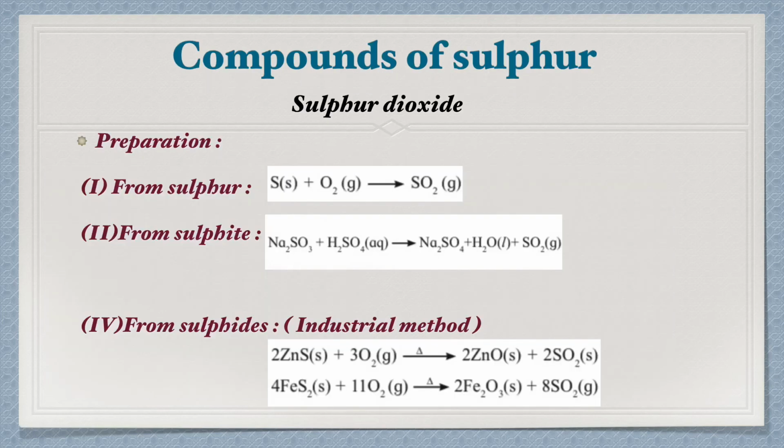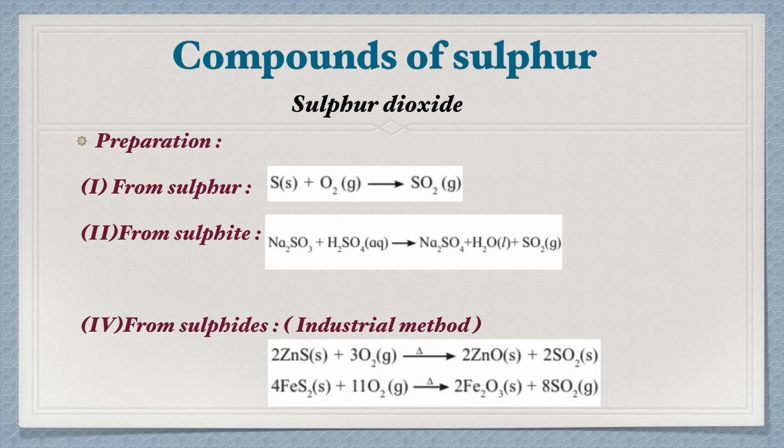Next, we'll start with the compounds of sulfur. The first one is sulfur dioxide. The formula is SO2. Okay, so first we'll see the preparation of sulfur dioxide. It is done by 3 methods: from sulfur, from sulfite, and from sulfides. From sulfite is a lab preparation, from sulfide is the industrial method.